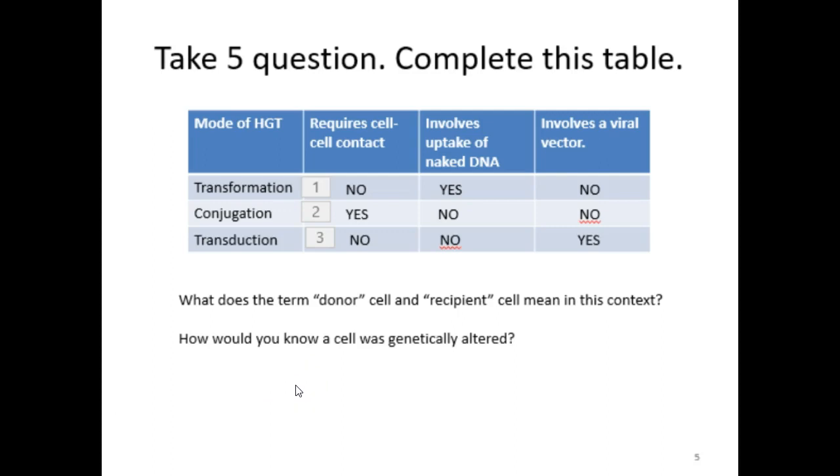How would you know a cell was genetically altered? Well, there are only two ways to do that. One, you could sequence the genome and look for changes. And two, and this is more common, you could look for changes in phenotype. So if a cell that had been susceptible to antibiotics, after a horizontal gene transfer event became resistant to antibiotics, that's a change in phenotype, and phenotypes can only be accomplished by changes in genotype. So that shows you that the cell was genetically altered through horizontal gene transfer.